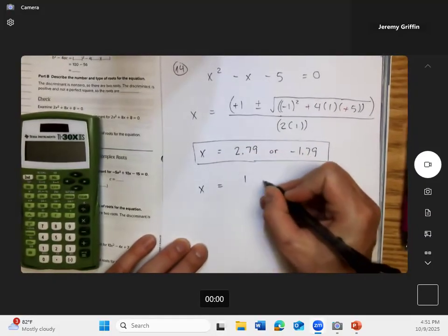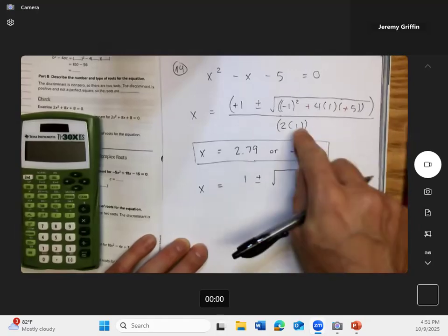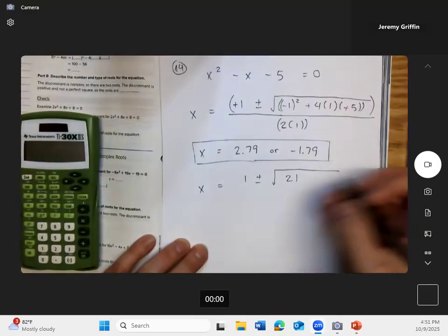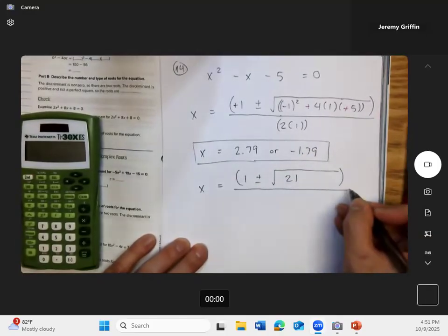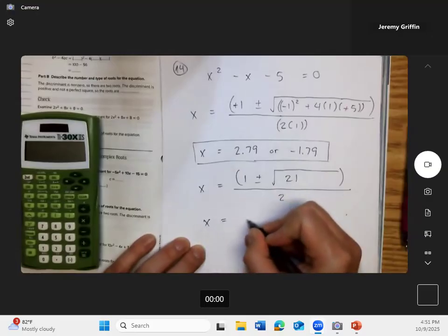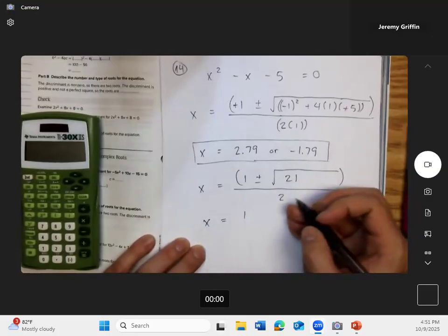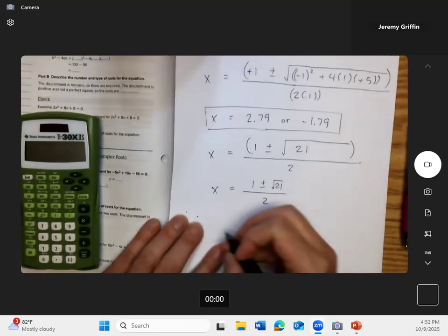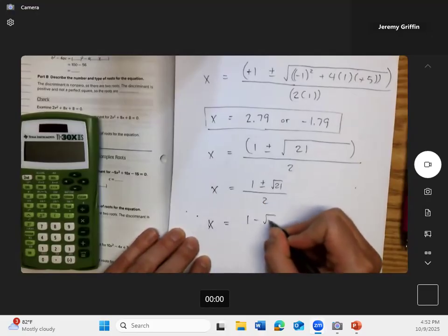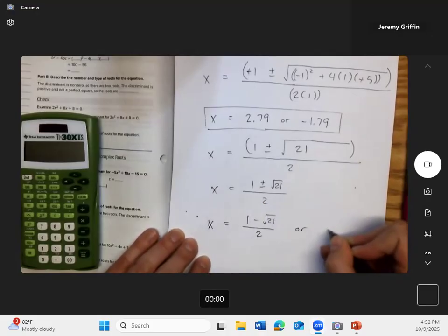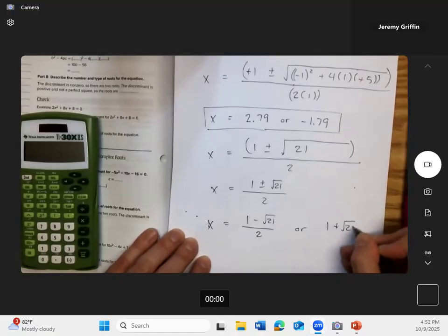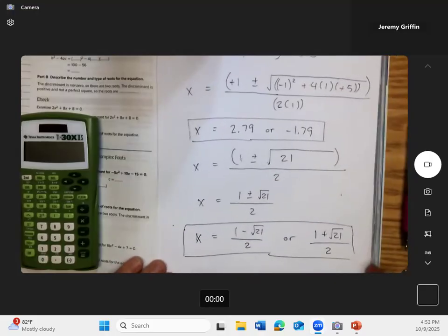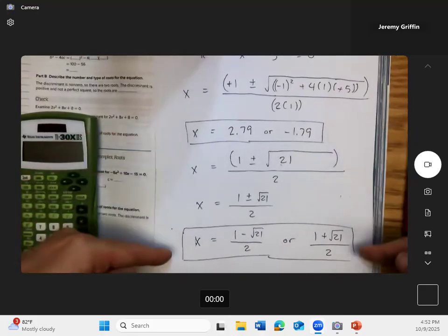X equals 1 plus or minus square root of, well, this is 1, this is 20, so that's 21. All right, that's all that is, 21. And then I'll divide by 2. So x equals 1. Now, 21 is 3 times 7, which are both primes, so I can't really simplify this. Okay, so x equals 1 minus root 21 on 2, or 1 plus root 21 on 2. Okay, so that's an exact solution. So here's rounded to the nearest 100. Here's an exact solution.